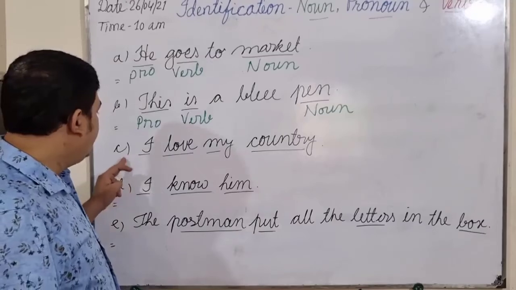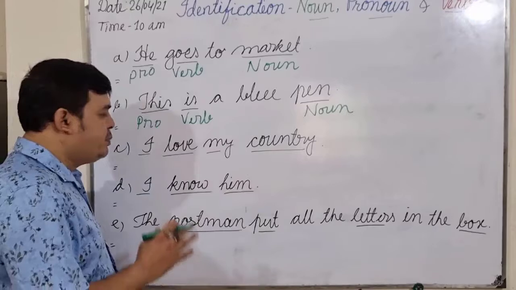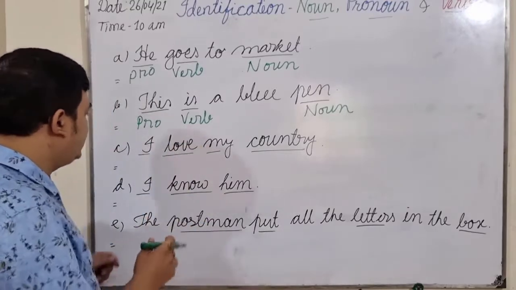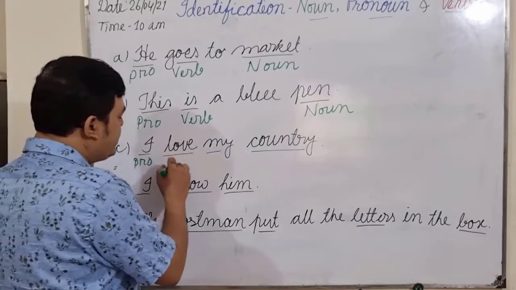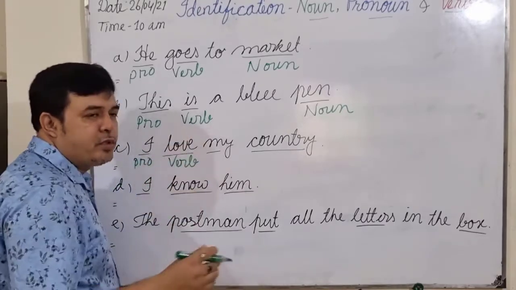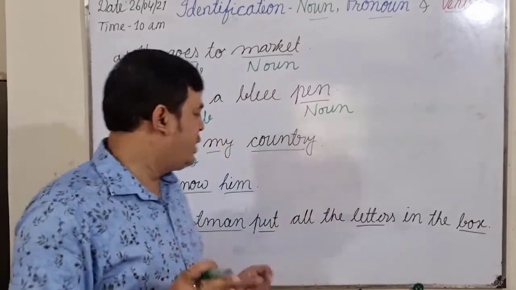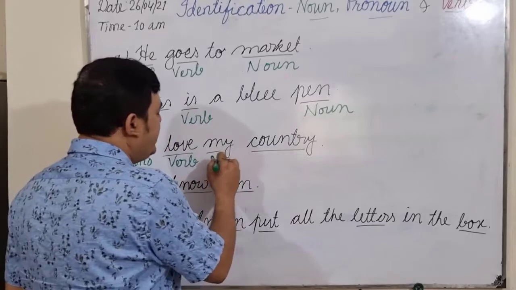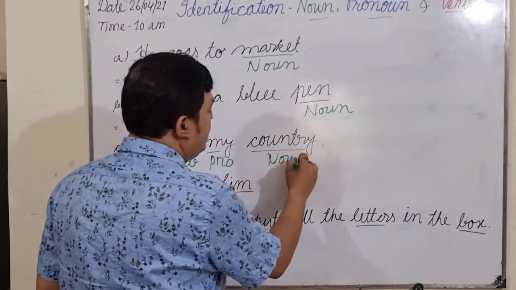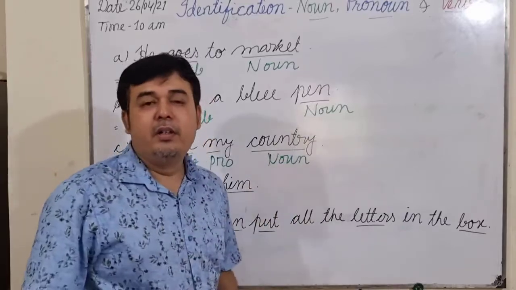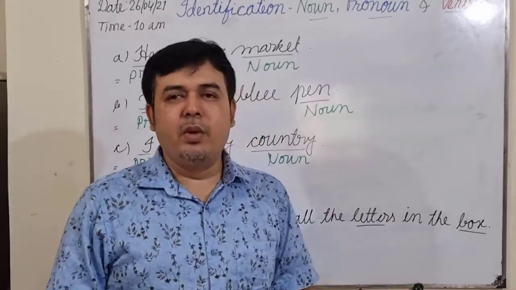The next one, I love my country. I have underlined all the words because it suits our question. "I" is a pronoun. "Love" is a verb, expressing loving something. After that, "my" is a pronoun. "Country" is a noun, the name of a place or a particular land area.